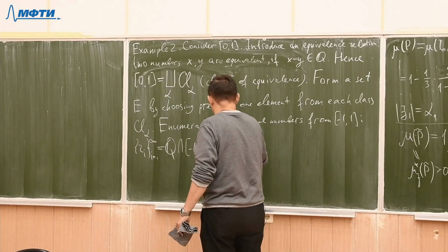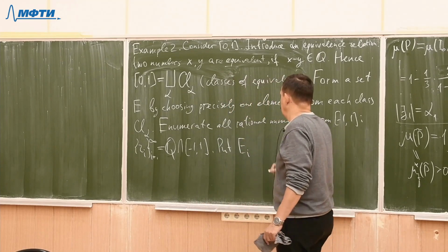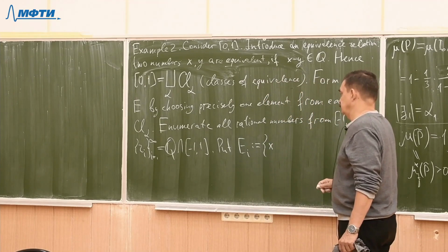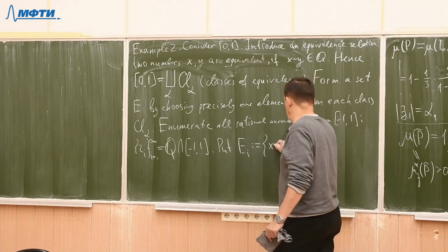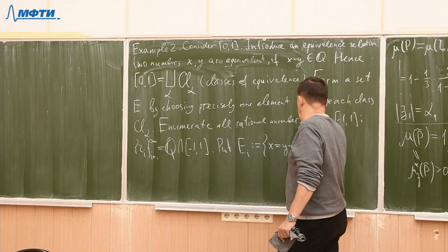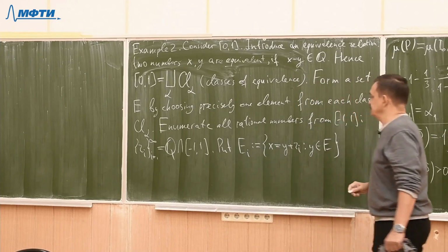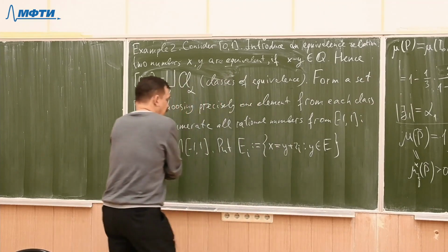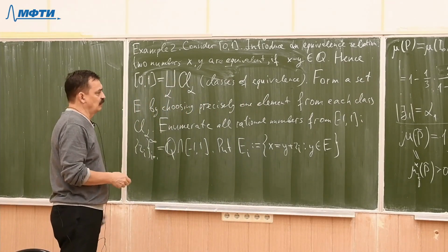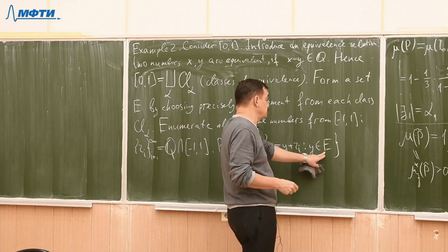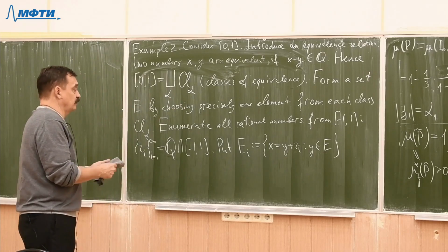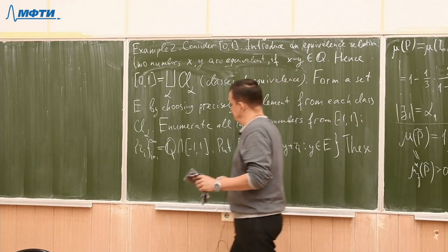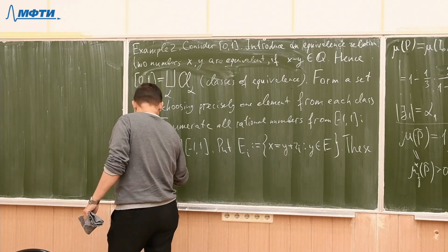And put E_i by definition, that is the set of x which are represented by x equals y plus r_i, where y varies in the set E. So it means that we shift the set E by the rational r_i. So the E_i are shifted sets E. Okay, I want to claim that these sets are disjoint.